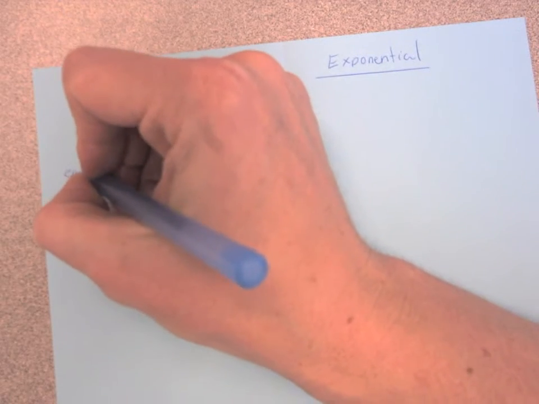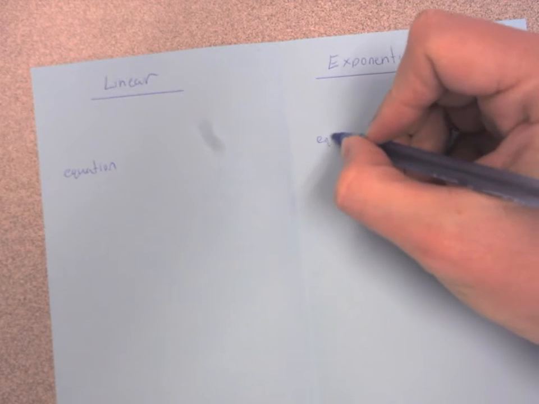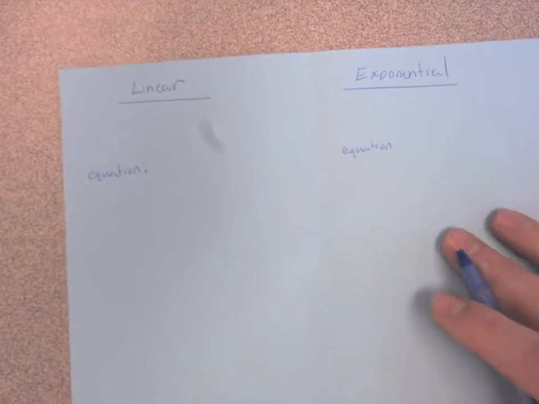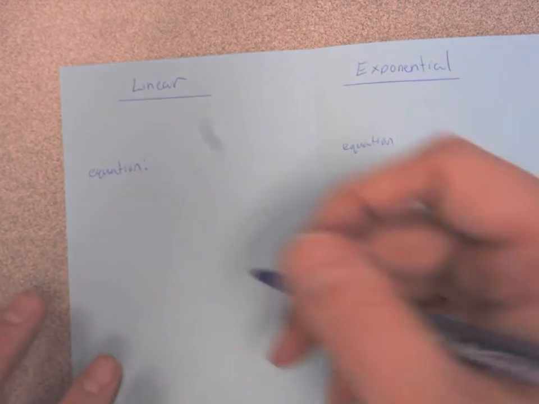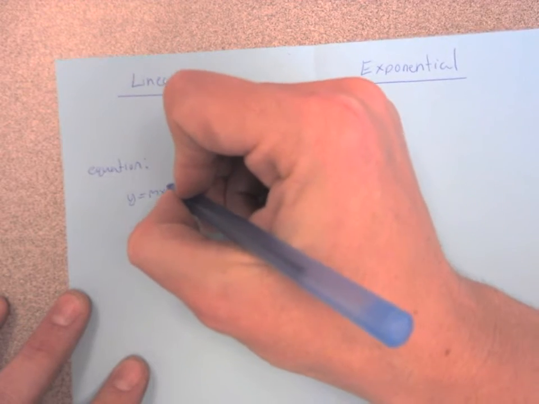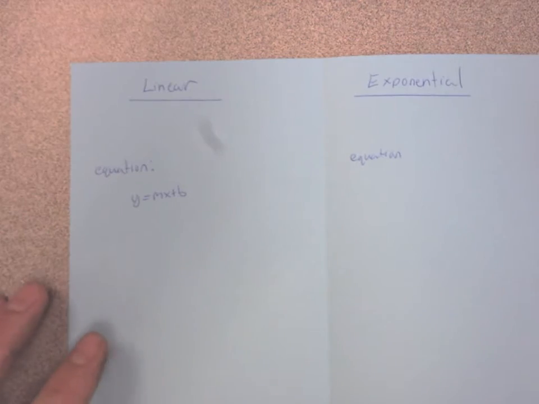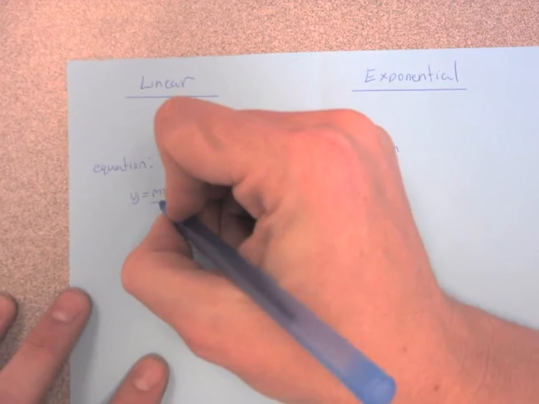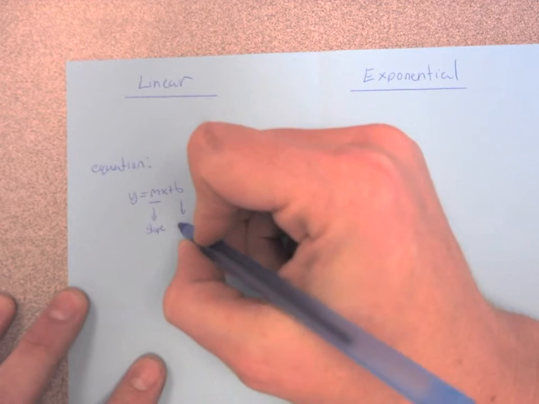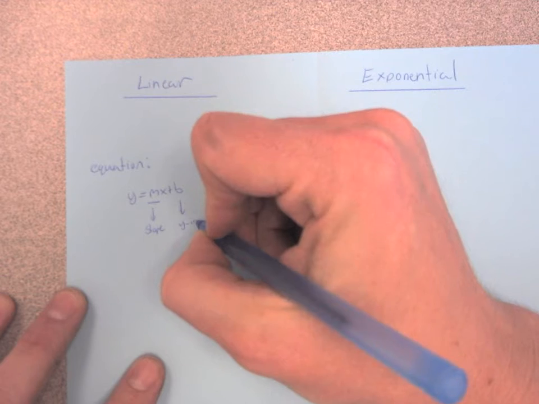The first thing that we want to talk about is how do we write an equation for a linear and for an exponential function. Okay? Linear has a few different formats that we've talked about, but probably the most common is slope-intercept form, which looks like this, y equals mx plus b. What we know about this is m is the slope, okay, and b is the y-intercept.